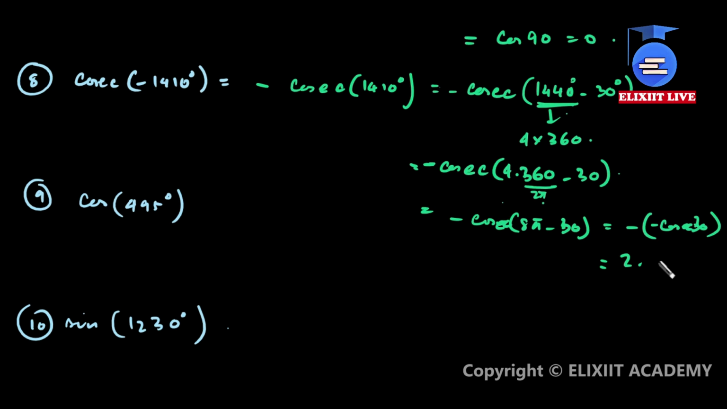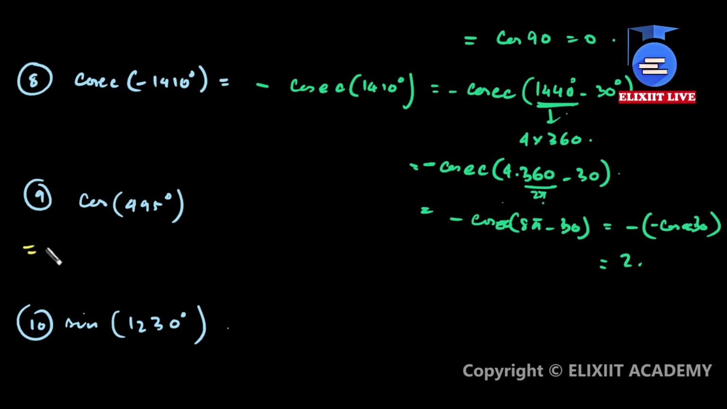Very good, those who have answered. Second one, you have given the answer. Anisha is saying 1 by root 2. No, it's not 1 by root 2. Oishi says minus 1 by root 2. Correct. Cos 495 degree is minus 1 by root 2.